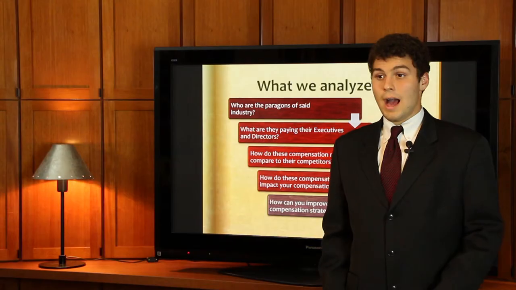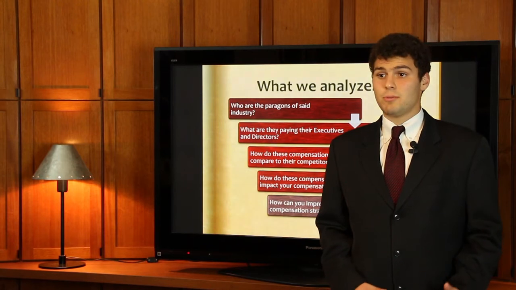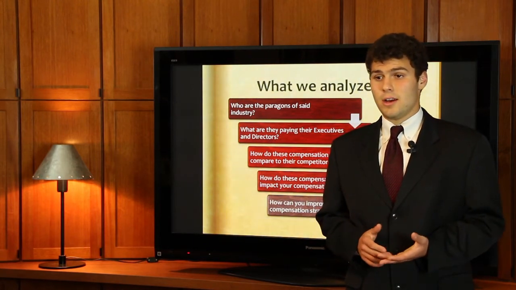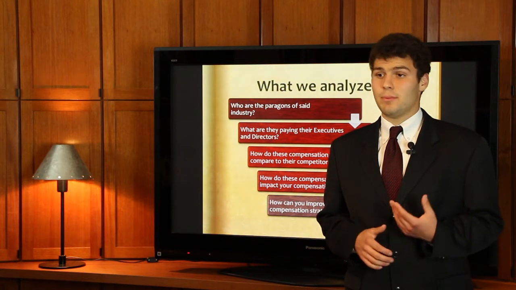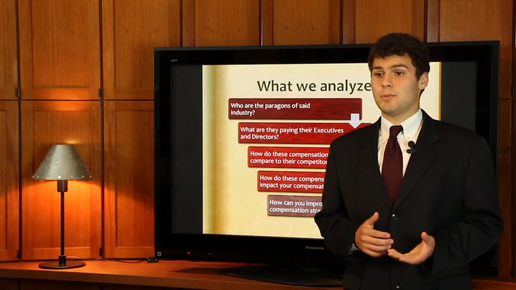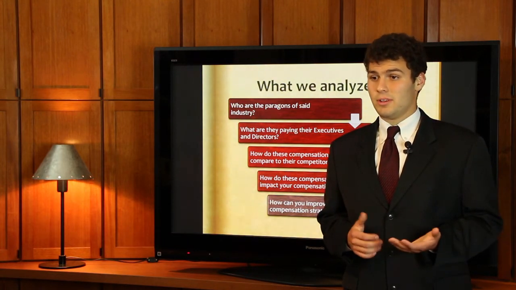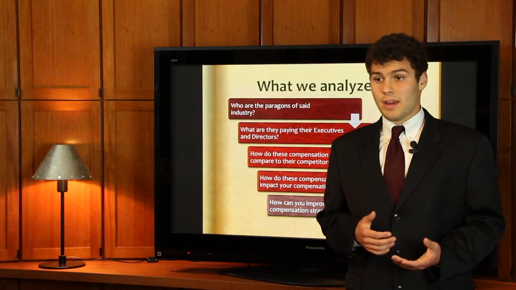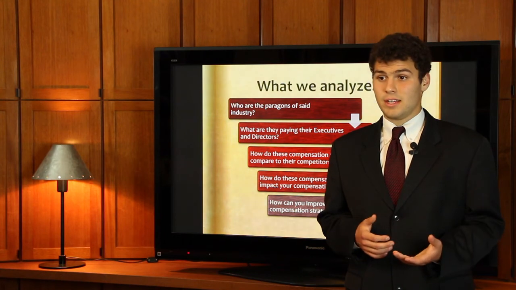Now then, how do we put this all together? Once we've extrapolated all the data, we can see which organizations emerge as the paragons, whose compensation and HR techniques should be emulated. We look at how these groups pay their executives and directors and treat them as a baseline for the whole industry. The researchers can then make observations and predictions about how said industry can shape and improve their compensation strategy.